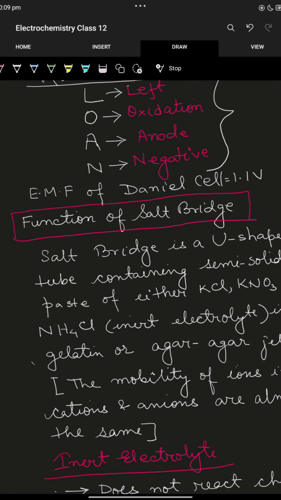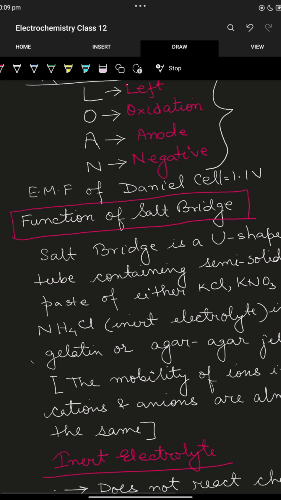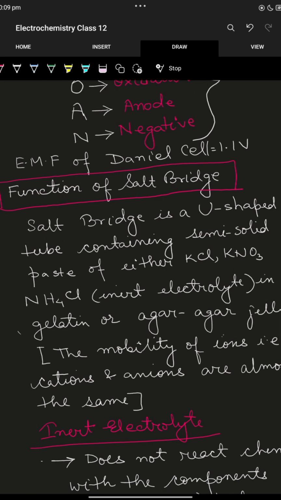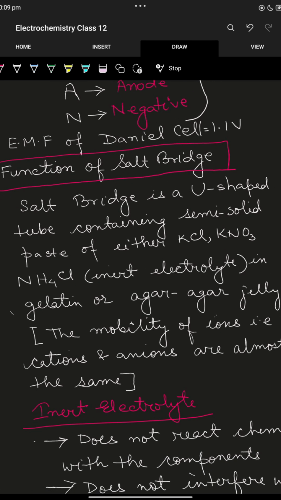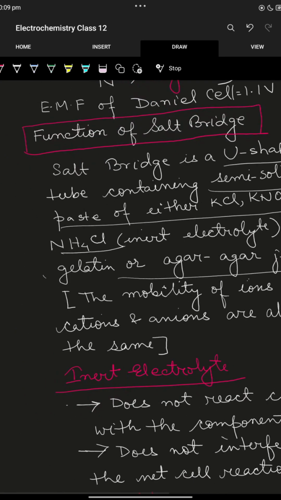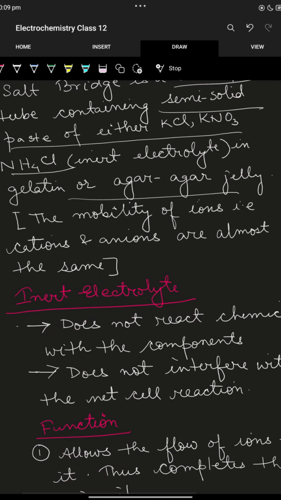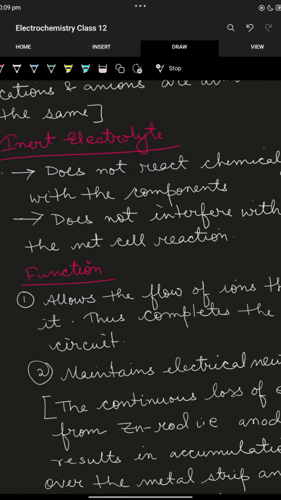The EMF of the Daniell cell is 1.1 volt, and now the function of the salt bridge. The salt bridge is a U-shaped tube containing a semi-solid paste of KCl or KNO3 or NH4Cl, which is an inert electrolyte, in gelatin or agar-agar jelly. The mobility of the ions, that is the cation and anion, are almost the same. That type of electrolyte you need to take.